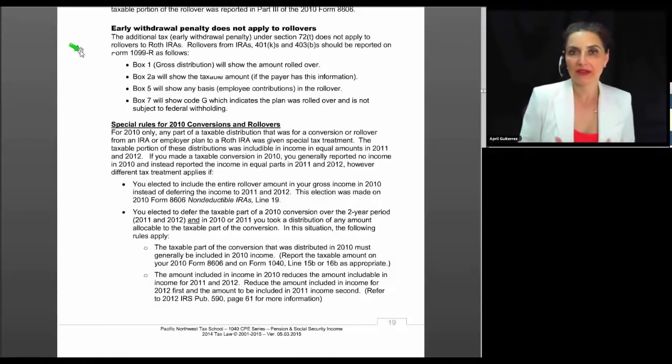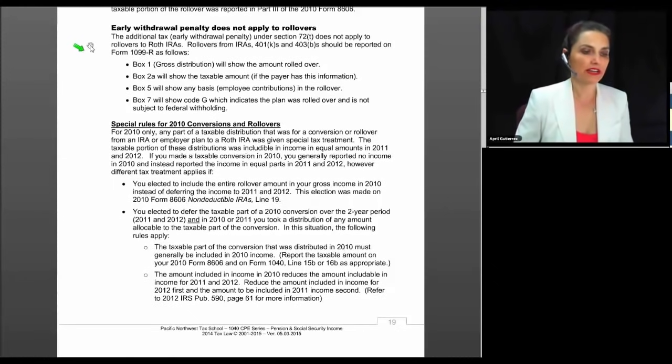In the layperson's language, or maybe even in the tax professional's language, we think of these additional taxes as penalties for behaving in ways that are contrary to the intention of the legislatures who created these types of accounts. The idea of a retirement account is that you put money in an account and you leave it there until you retire. And if you take the money out before you reach that minimum retirement age, you're going to be punished in the form of an additional tax, which I refer to as a penalty. So the additional tax or early withdrawal penalty does not apply to rollovers into Roth accounts.